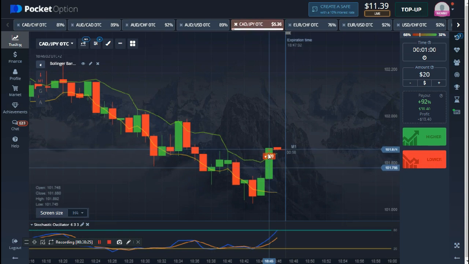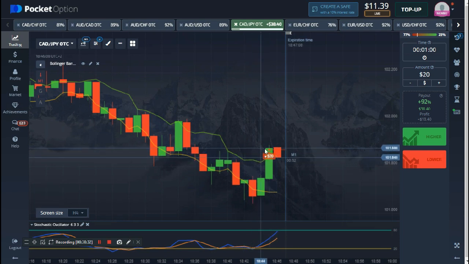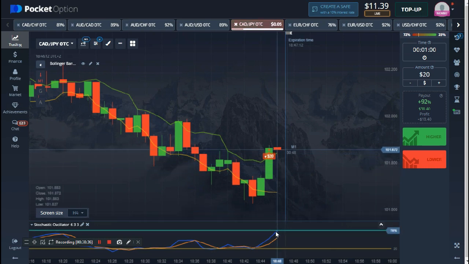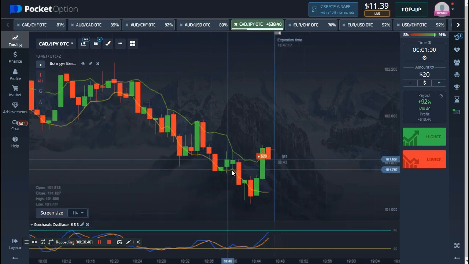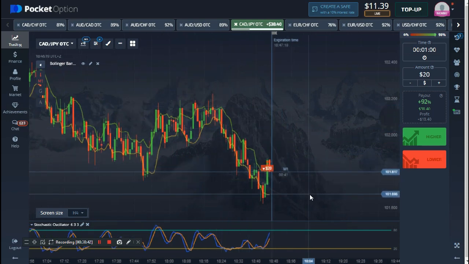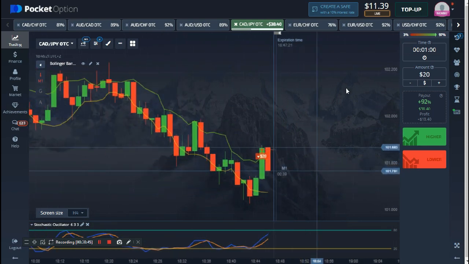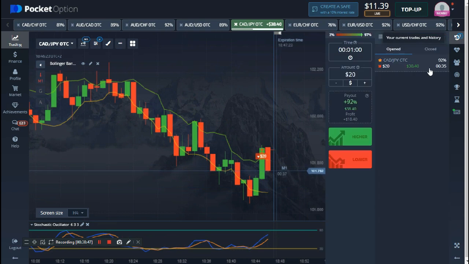This is a huge green candle and it closed above the Bollinger Band's upper line, so that's why I took the trade here for lower, and the stochastic is in overbought condition, and this is the downtrend, so that's why I took the trade here for lower. Let's see the result.